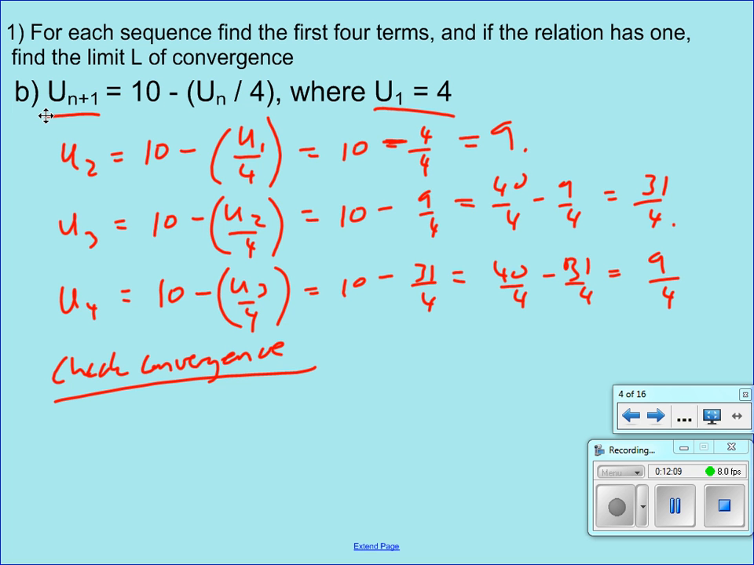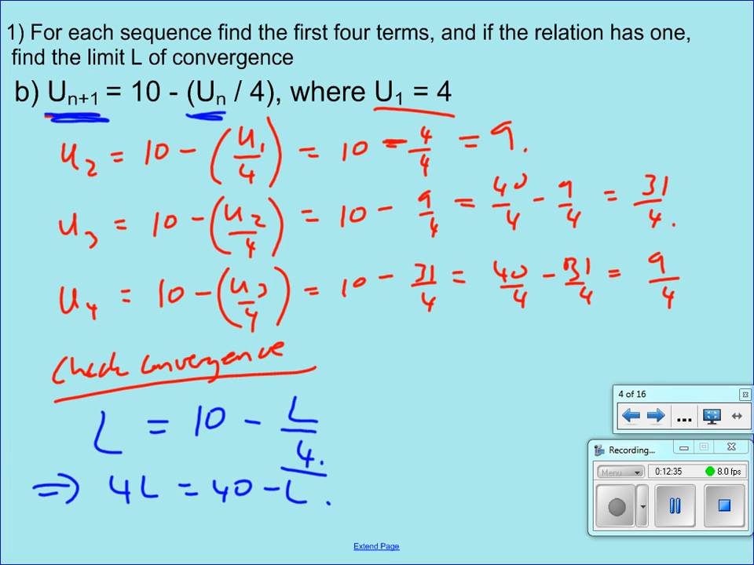Okay, so check convergence. Remember, replace all un and un plus 1 with L. It doesn't matter if it's un or uk or xn, as long as I've got this n plus 1 relationship involving the previous term, it's a recurrence relation. Right, so let's do this. We need to get rid of this 4 on the bottom, so I'm going to times everything by 4. 4L equals 40 minus L. Bring the L's over. 3L equals 40. Therefore, the limit is 40 over 3.